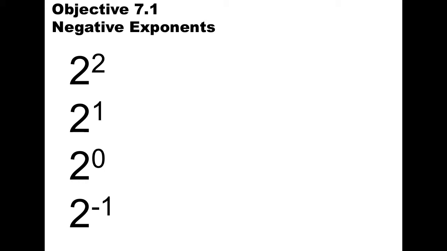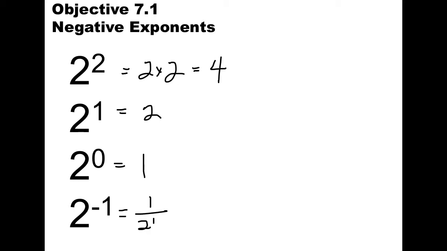So we have 2 to the second power. When we write that out in expanded form, it is 2 times 2, which equals 4. 2 to the first is just going to be 2. 2 to the 0 power: any number to the 0 power is going to be 1. So now what do we do with 2 to the negative first power? We write that as 1 over 2 to the first power, which is going to equal 1 over 2. Oh, 1/2, look at that. And the decimal form of 1/2 is 5/10.